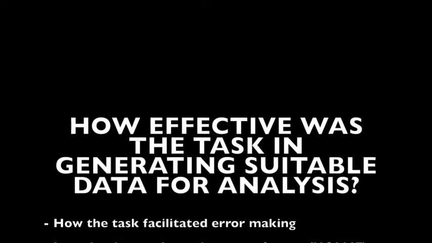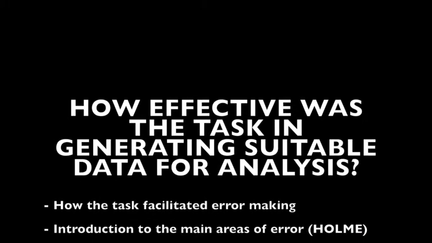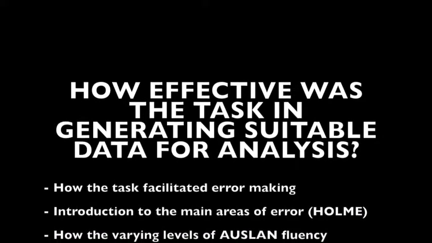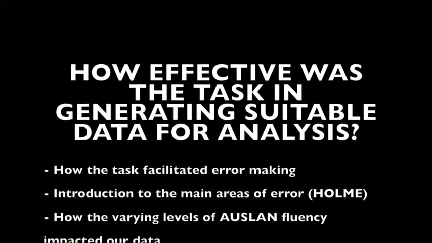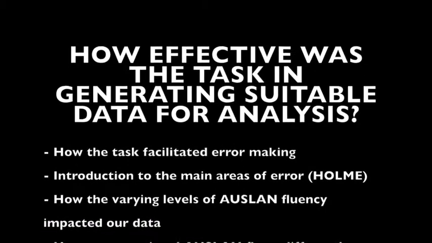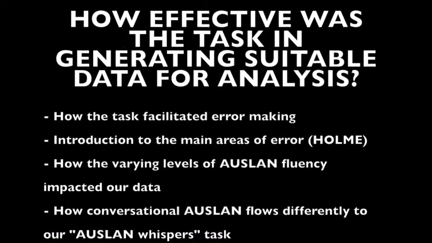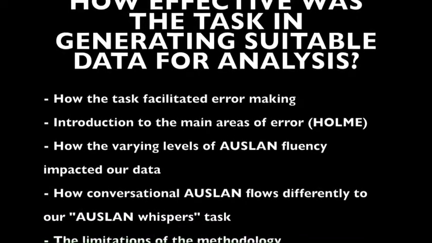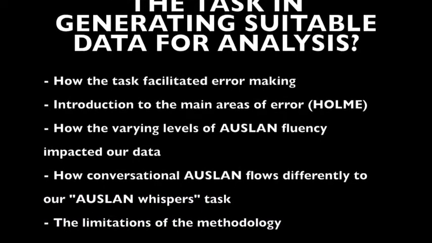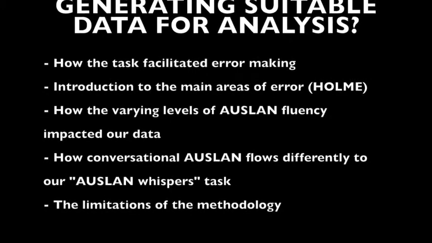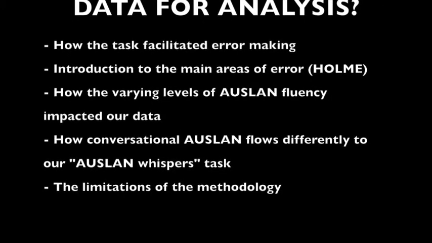From a researcher perspective, we ensured this task would include specific signs with a high likelihood of error to generate suitable data for analysis. In the following clips, we introduce the main areas of error in AUSLAN, some explained by proficiency levels and some by ease of use. It was important in analysing the task's effectiveness to also touch briefly on the limitations of the study, including the small sample size, the lack of conversational flow in our task, and the varying fluency of our participants.